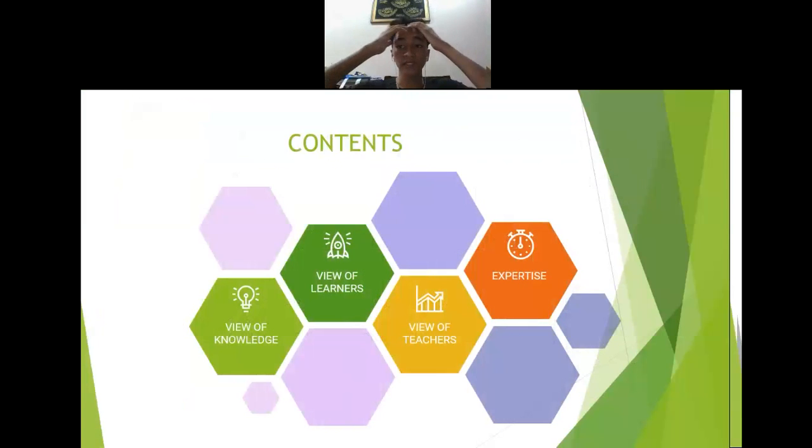So in the contents, I will tell you guys about the view of knowledge, view of learners, view of teachers, and also the expertise. For the view of knowledge, I will tell you what is cognitivism, what is the learning theory, why do we need this learning theory, and how does it work. For the view of learners, it is the role of the students. For the view of teachers, the role of the teachers. And for the expertise, the ones who initiate or create this psychological development and the learning theory. Okay.